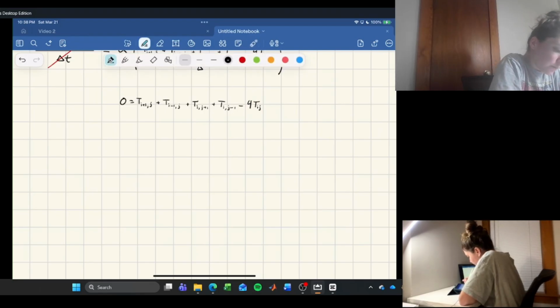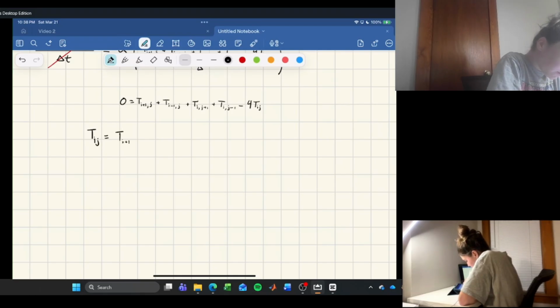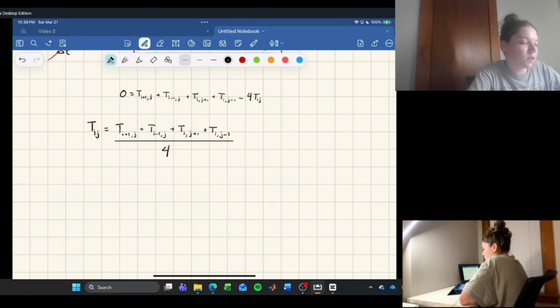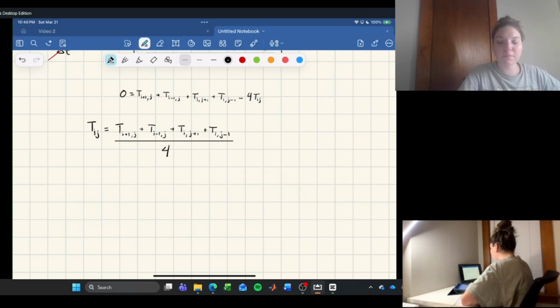So T at ij is equal to the temperature at i+1, j plus the temperature at i-1, j plus the temperature at i, j+1 plus the temperature at i, j-1, all divided by 4. So now we can use this final simplified equation to model the temperature profile in Excel.